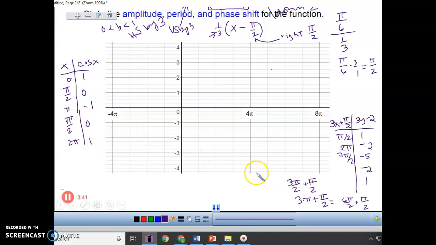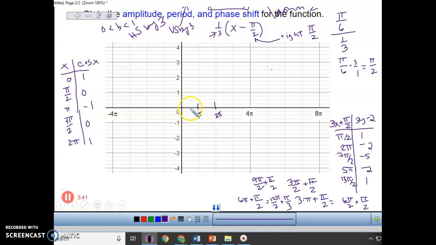3 pi over 2 times 3 is 9 pi over 2. If I add pi over 2 to that, that becomes 10 pi over 2 to give me 5 pi. And then 2 pi times 3 is 6 pi plus pi over 2. It's the same thing as 12 pi over 2 plus pi over 2, which is 13 pi over 2. And I have my new points. So it's 4 pi, that means this must be 2 pi, this must be pi.